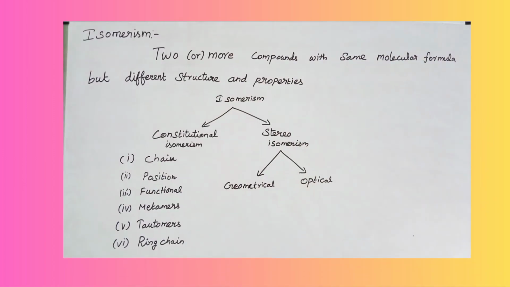Isomerism. Two or more compounds with the same molecular formula but different structure and properties is known as isomerism. This isomerism is broadly classified into two types: constitutional isomerism and stereoisomerism. The constitutional isomerism is divided into six types: chain isomerism, position isomerism, functional isomerism, metamers, tautomers, and ring chain.